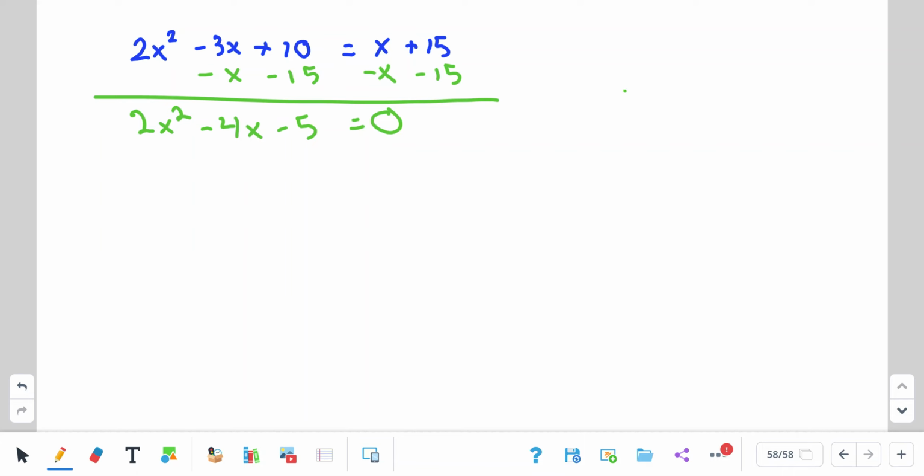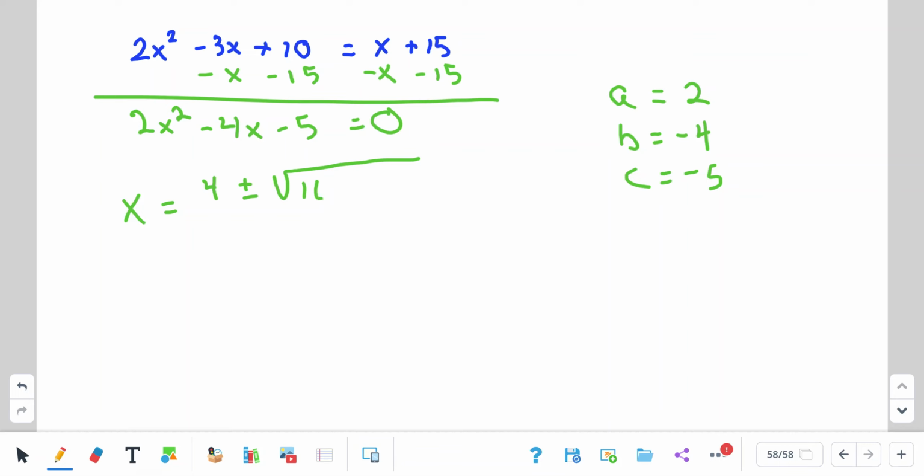Now I can identify a, b, and c. A is 2, b is negative 4, and c is negative 5. So we'll take all those numbers, stick them in the formula, and see what we get. X equals negative 4 is positive 4. Okay. Under the square root sign, negative 4 squared is positive 16. So I'll just write 16 minus 4 times a is 2, and c is negative 5. Okay. All divided by 2 times what a is. So a is 2, so 4.